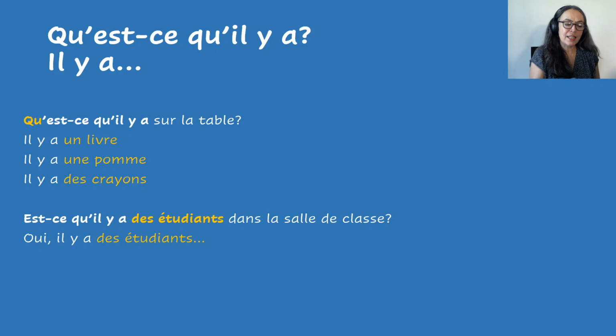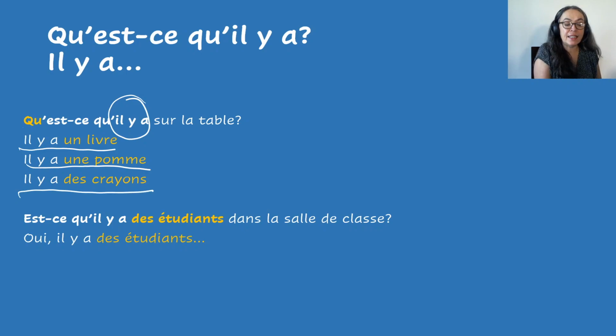You can also say qu'est-ce qu'il y a sur la table? What is there on the table? There in French, you're going to say qu'est-ce qu'il y a? Qu'est-ce qu'il y a sur la table? What is there on the table? Il y a un livre. There is a book. Il y a une pomme. There is an apple. Il y a des crayons.